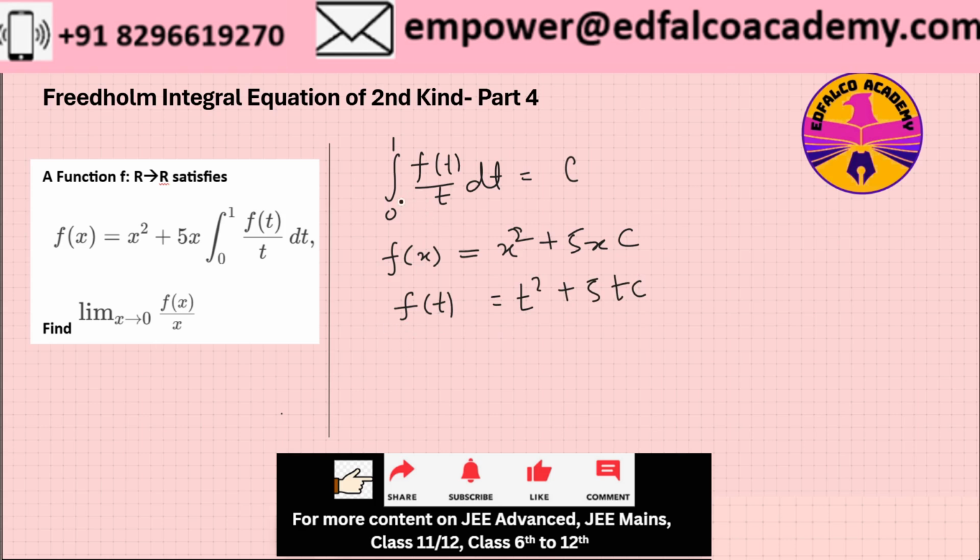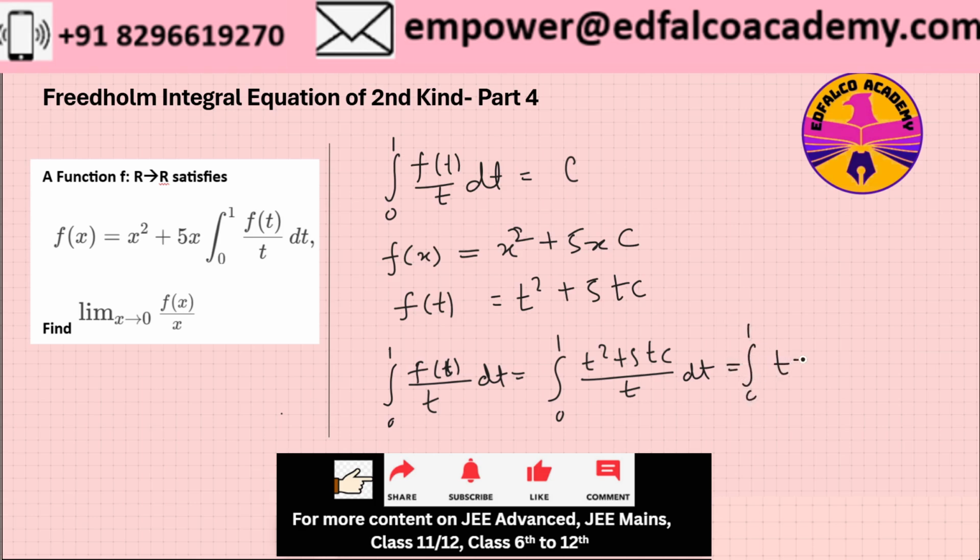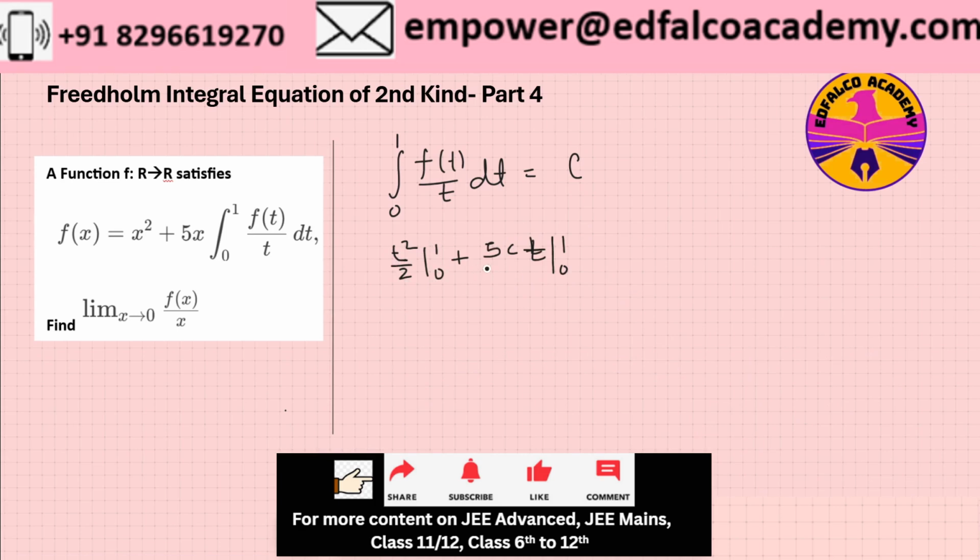Now I can actually evaluate the definite integral that I assumed, because I know what f of t is. So the integral from 0 to 1 of f of t by t dt will become equal to the integral from 0 to 1 of t square plus 5tc by t dt, which is the integral from 0 to 1 of t plus 5c dt. Evaluating, this will be t square by 2 from 0 to 1 plus 5c times t from 0 to 1.